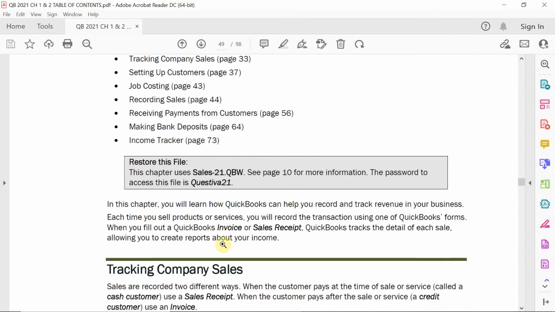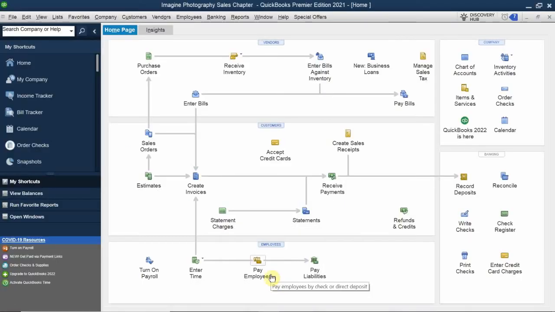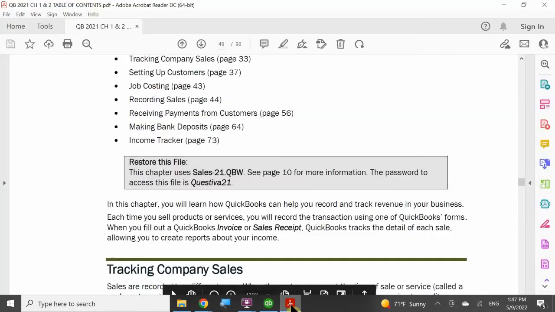Now, here it says that we need to open up Sales 21 in QBW, with the password Questiva21. So what I've mentioned before is, instead of wasting the 5 minutes that I have in class, I already have the file up and open. I've already taught you how to open up a portable file. Just go back to the 3 videos that I've shown you already on how to practice and open a portable file. Okay, so now that I've already opened up my chapter 2 portable file, let's go ahead and see what is next.